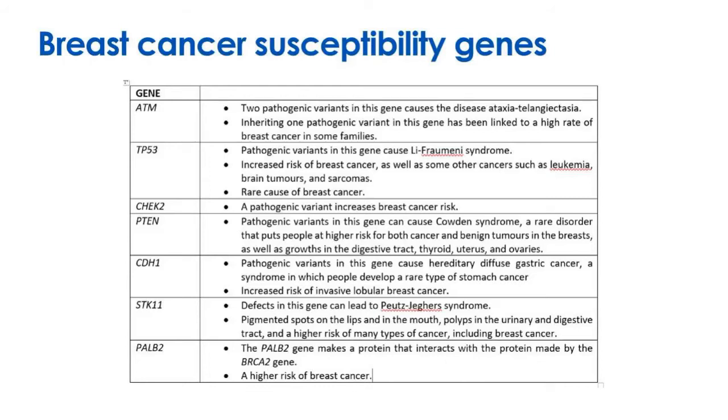The STK11 gene leads to what is known as Peutz-Jeghers syndrome. This is a disease in which we can see pigmented spots on the lips and the mouth, polyps in the urinary and digestive tract, and a higher risk of many types of cancers, including breast cancer. And I've got a slide further on that will refer back to Peutz-Jeghers syndrome. And then lastly, the PALB2 gene, which makes a protein that interacts with the protein made by the BRCA2 gene, and therefore also leads to a higher risk of breast cancer.